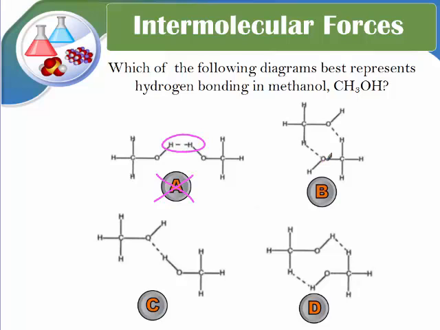B looks good. There's an oxygen attracted to a hydrogen and an oxygen attracted to a hydrogen. But notice this hydrogen is attached to carbon and this hydrogen is attached to carbon. Therefore, B cannot be hydrogen bonding because this hydrogen is not slightly positive or slightly negative, nor is this one. C looks pretty good. We got a hydrogen that's attached to an oxygen, attracted to an oxygen. And D can't be right because, again, like A, we can't have hydrogens attracted to hydrogens.